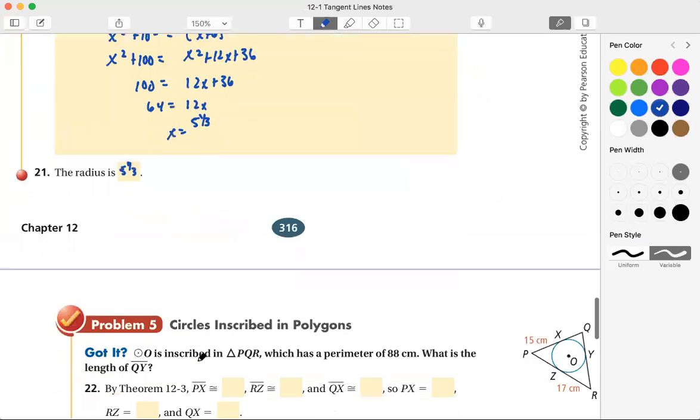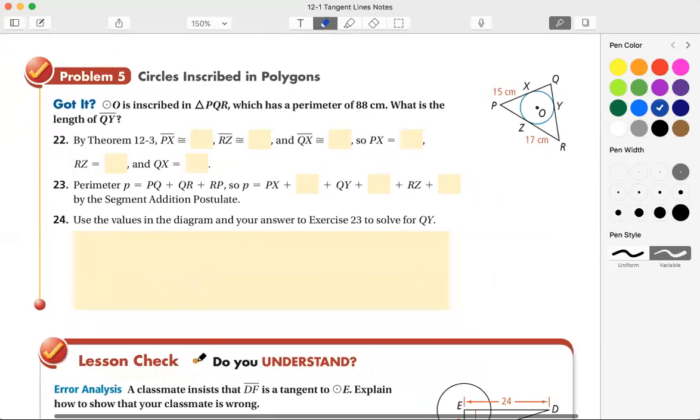All right. And problem number 5. So circles inscribed in polygons. All right, so circle O is inscribed in triangle PQR, which has a perimeter of 88 centimeters. What is the length of QY? So by theorem 12.3, we know PX is congruent to PZ. We know RZ is congruent to RY, and we know QX is congruent to QY. So PX must equal PZ, RZ must equal RY, and QX must equal QY.